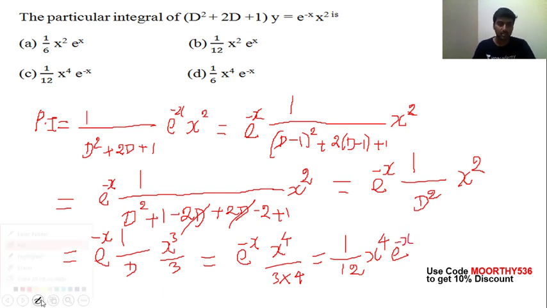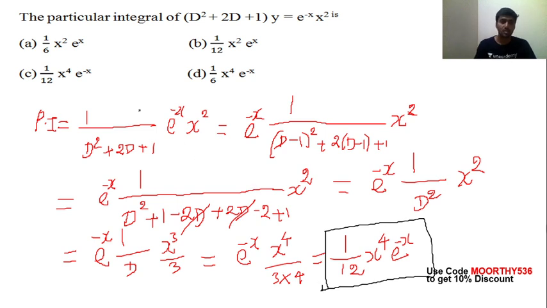So coming to the answer, 1 by 12 into x power 4 into e power minus x. So option C is the correct answer as per the discussion here. Option C is the correct answer for the given question.